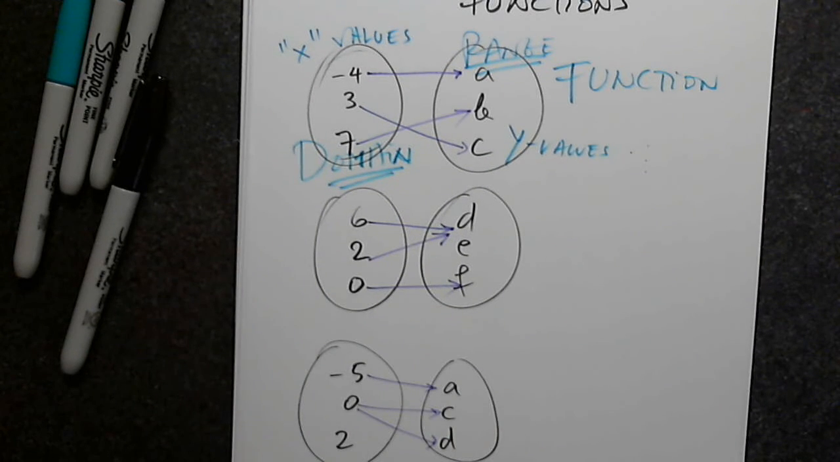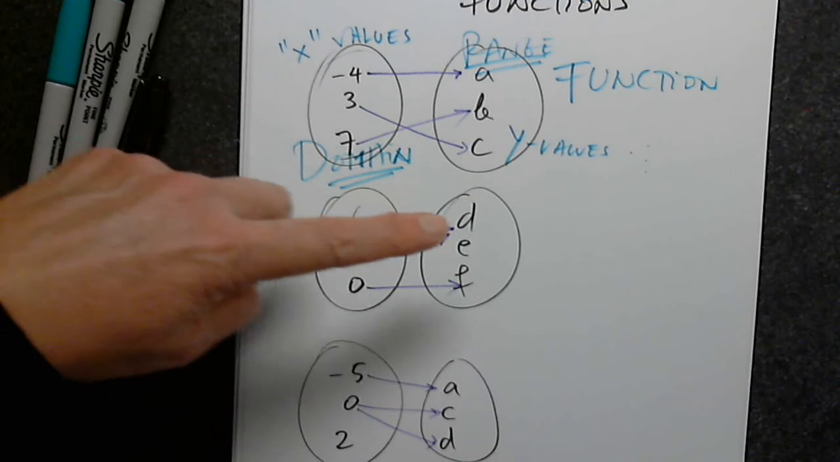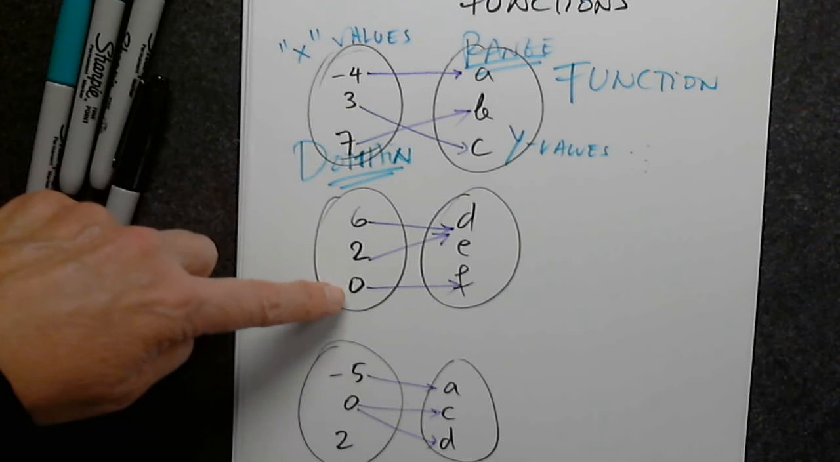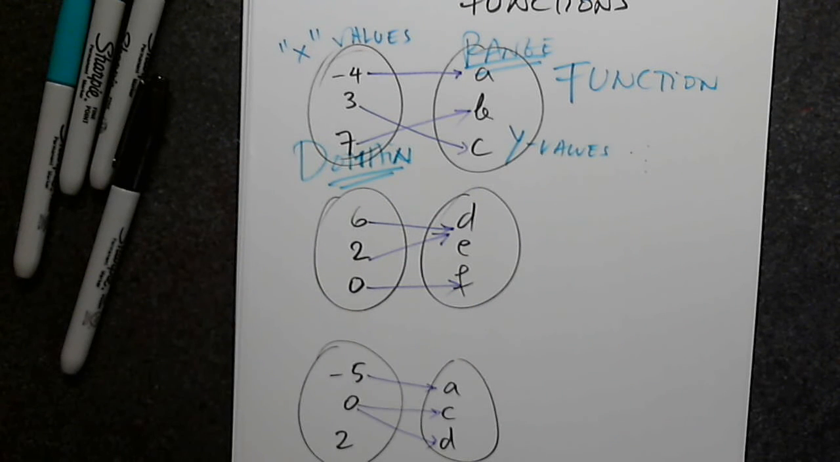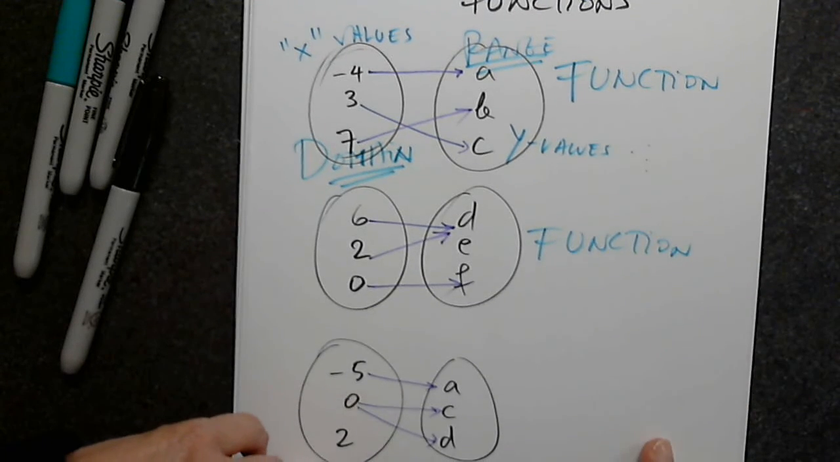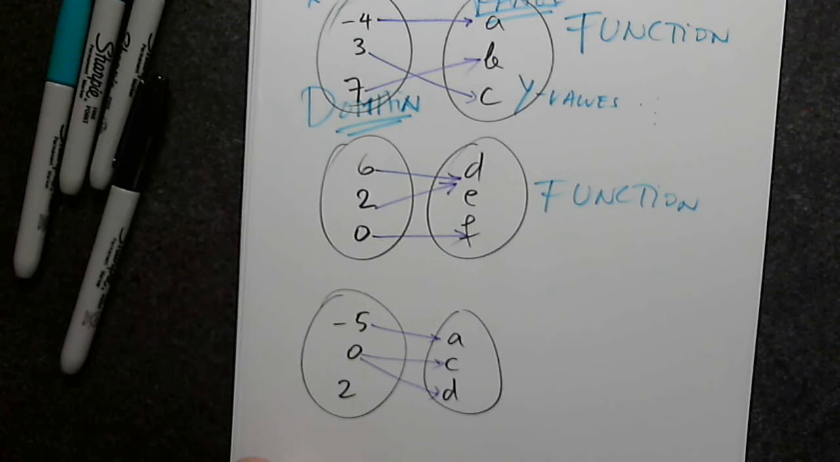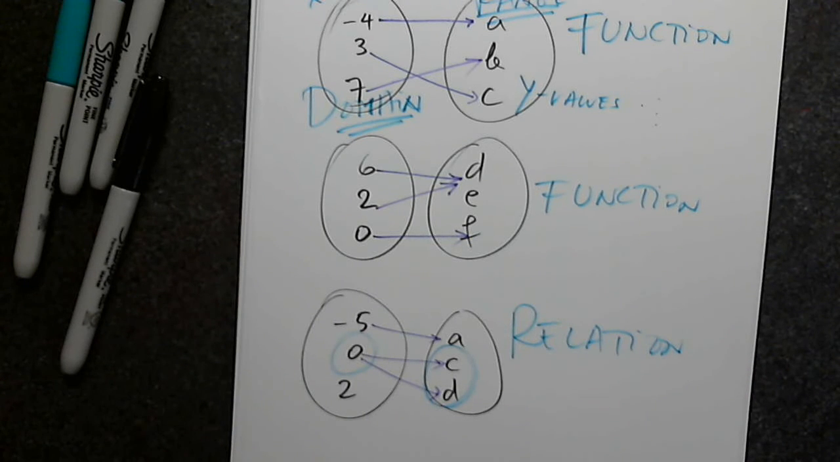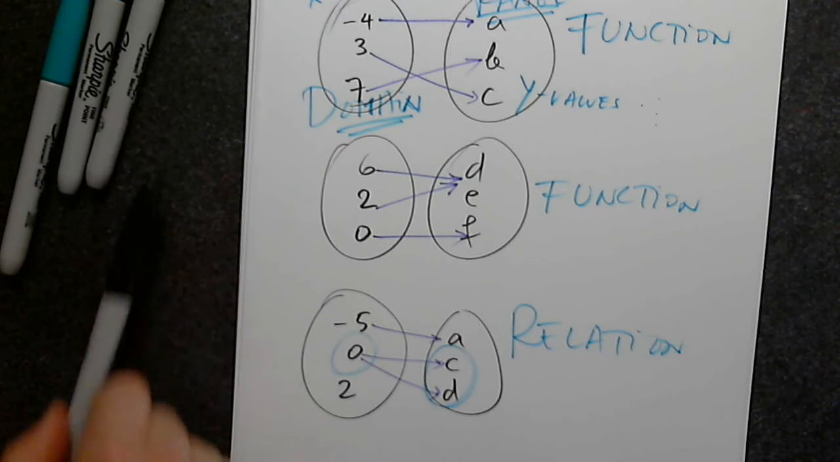Let's look at the second scenario. Does each x correspond to only one y? Yes, so this is also a function. What about this? No, because I found one element in the first set that corresponds to two elements in the second set. Is this possible? Yes, it is, but it's not a function. It's some sort of relation, some sort of link between the two sets, but it's not what we call a function. Is it possible? Yes.